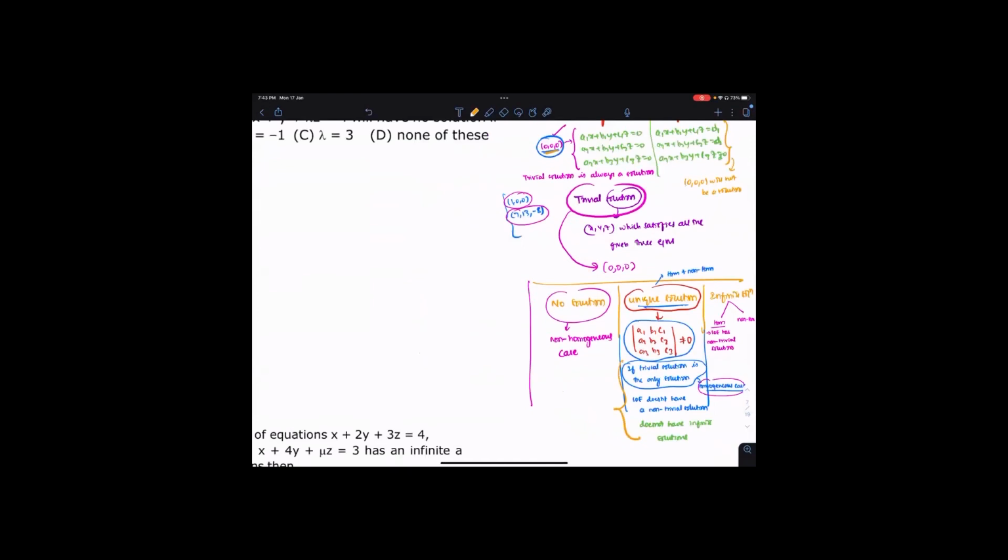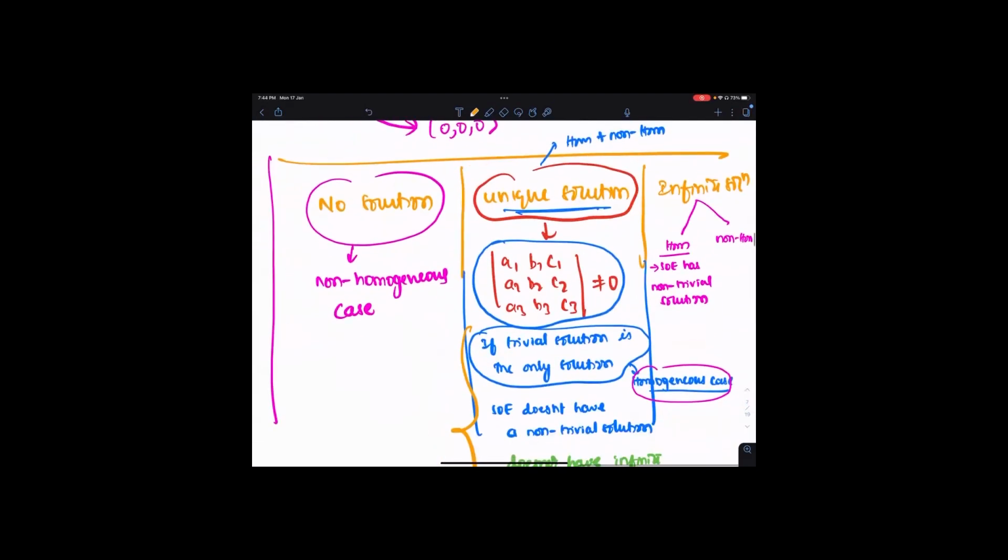0, 0, 0 means trivial solution. No solution case will only come for the non-homogeneous case. It will not come for the homogeneous case. And a unique solution will be there for both. Infinite solutions will come for both.